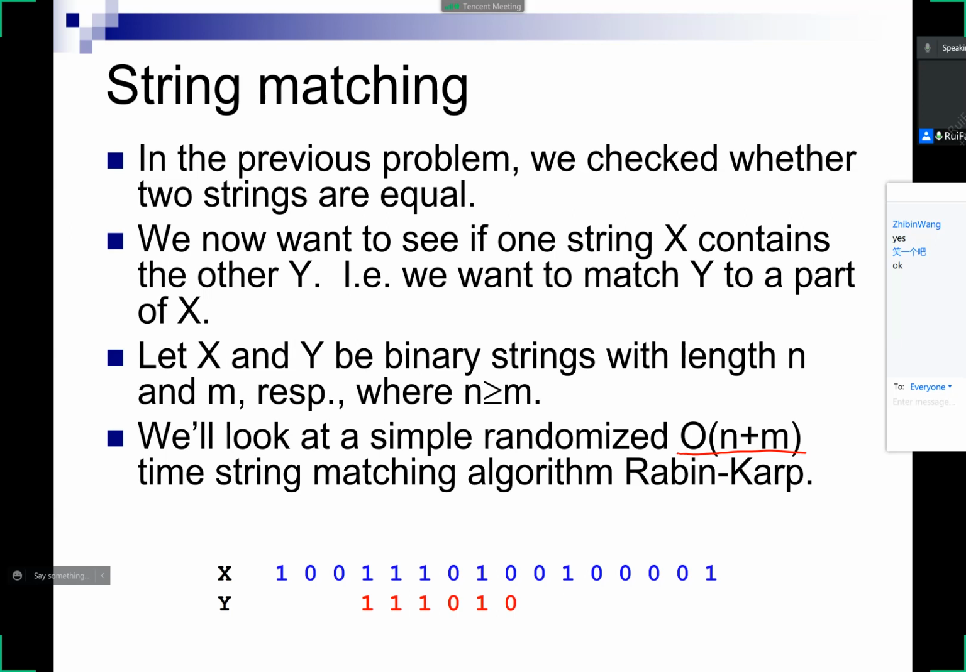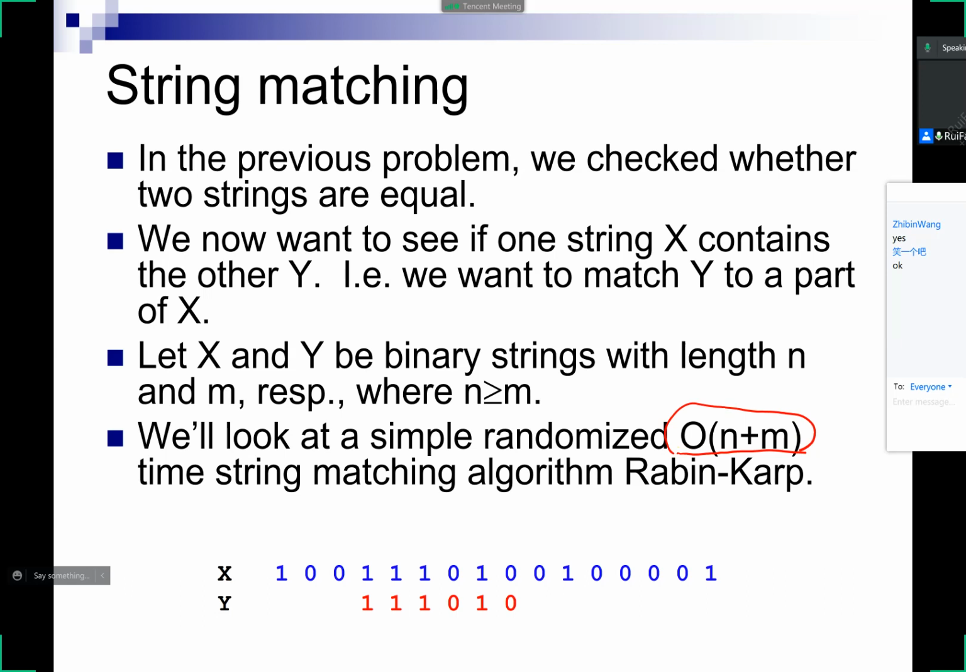So this is a Las Vegas algorithm. Meaning that the algorithm always returns the correct answer, right? So if y is a substring of x, it will always tell you that exactly. So it always returns the correct answer, but the running time is a random variable. In expectation, it runs in linear time, in n plus m time. But it's possible that it runs in longer time than this.